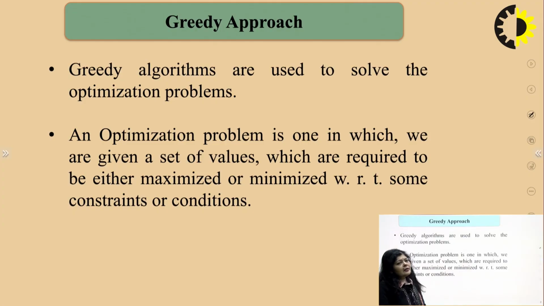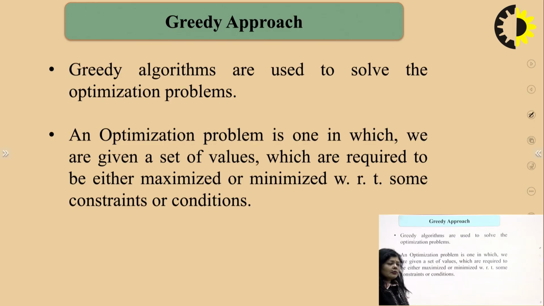Now, what is an optimization problem? It is a problem where we have been given a set of values which are required to be either maximized or minimized with respect to some given constraints or conditions. One important aspect about optimization problems is that the input is a set of certain values, and we need to apply a function so that we are able to maximize or minimize based on the given conditions.